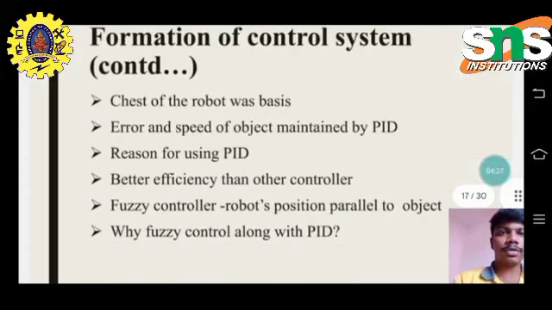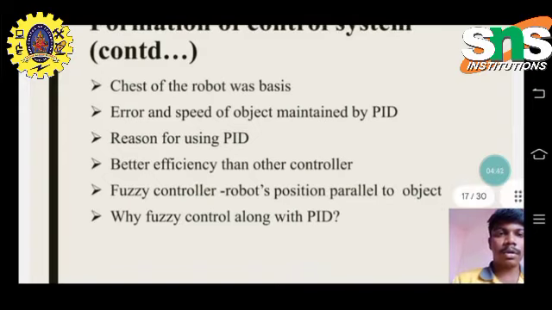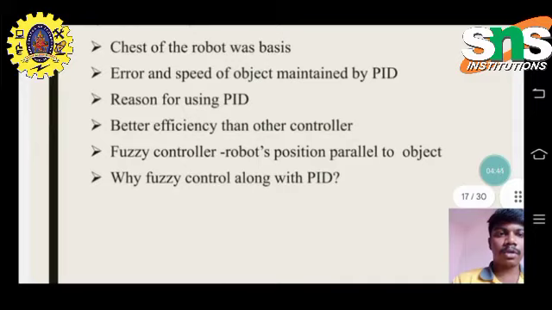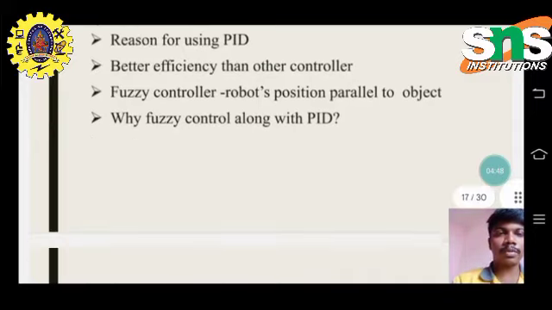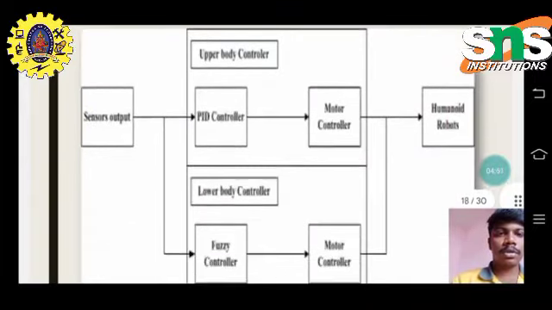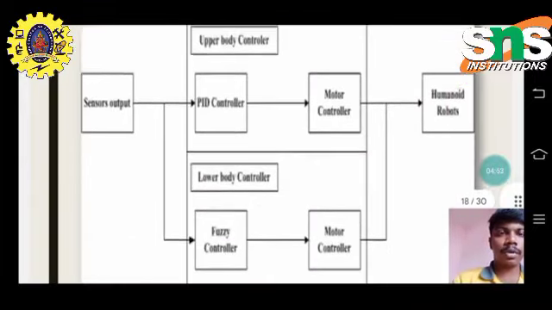This is a continuation of the control system for the robot basics, where error and speed of the object are maintained by PID. PID we have seen in an earlier slide. Then the reason for using PID: better efficiency than other controls. Then fuzzy control of robot position, like parallel to the object, perpendicular to the object or inclined to the object, etc. So these are some glimpses of working sensors, like sensor output, PID control, motor control and humanoid robots.